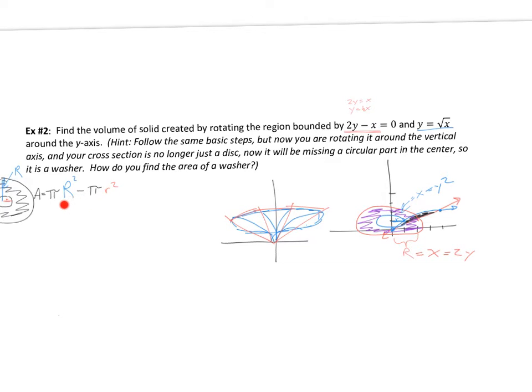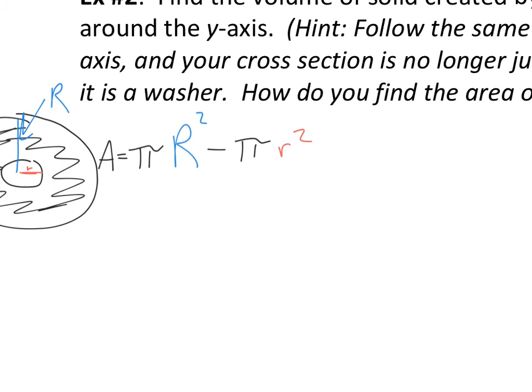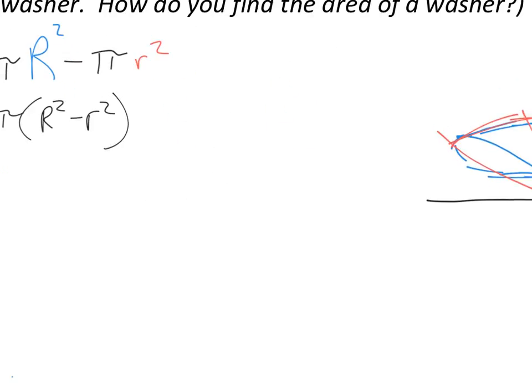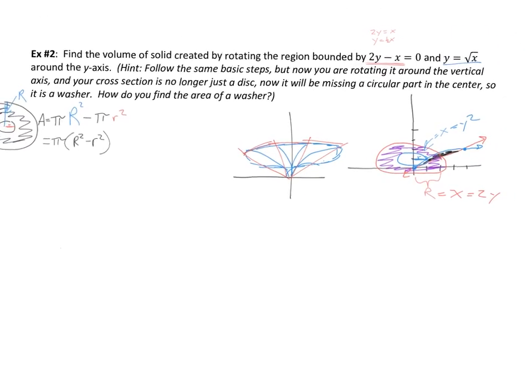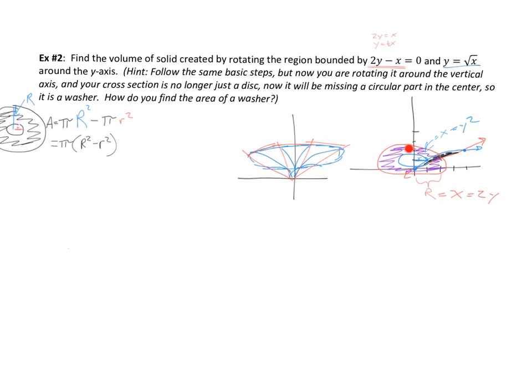Remember, what's really important is that I do the big R minus the small r. And also over here, remember, I can actually factor out a pi, because they both have a pi in them. I could do that too to get my area. So let's go ahead and start writing an equation for just an area of one washer. So what would that look like?